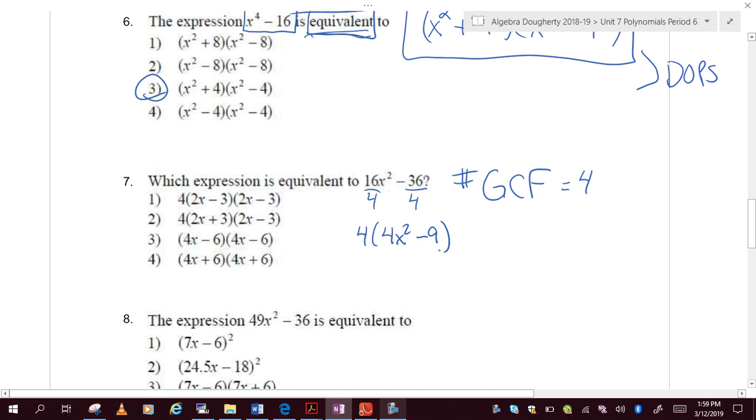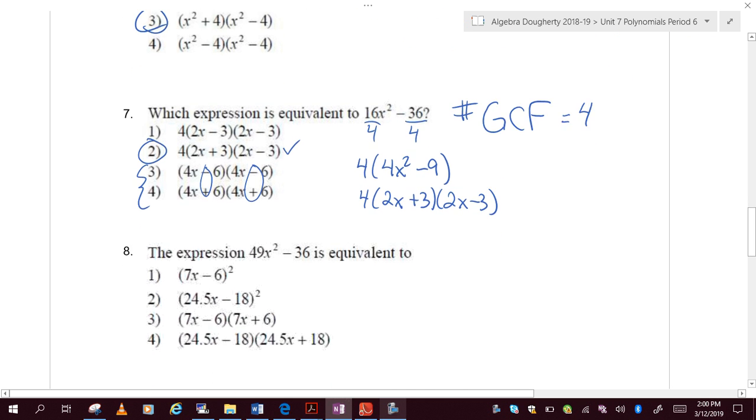Well, 4x squared minus 9, that's a difference of perfect squares. Now, if you didn't take the GCF out, you still had a difference of perfect squares. But there's our answer, choice 2. Now, some people might have seen 3 and 4, but notice the signs aren't different in each one. We'll skip 8.